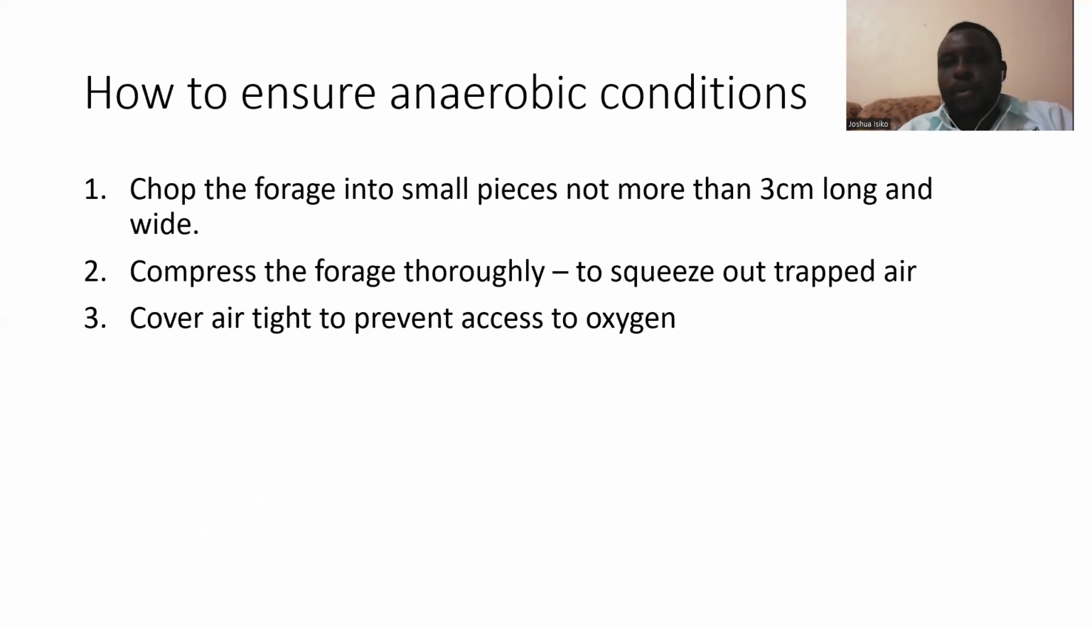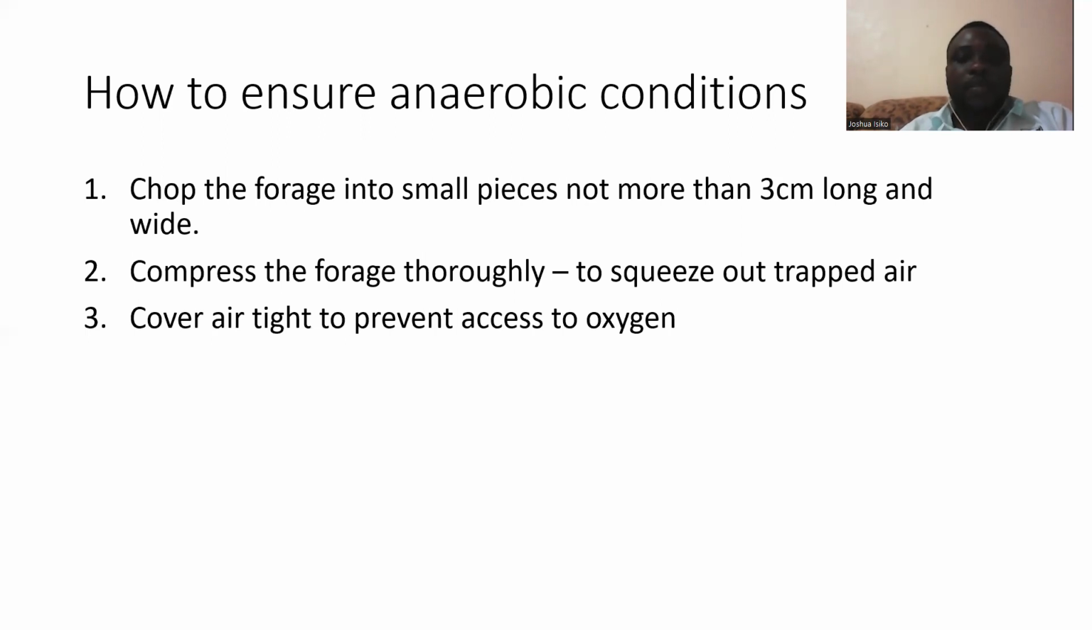How to ensure anaerobic conditions? One, chop the forage, because we have seen that the environment is important in creating conditions that ferment the forage. So chop the forage into smaller pieces, not more than 3 centimeters long and wide. That is tiny. Sometimes our chopping equipment does not do that, but the tinier the chops, the better. Compress the forage thoroughly to squeeze out trapped air. If the pieces are big and you just heap them there without compressing, air will be trapped, and that still allows aerobic bacteria to survive, and it affects the quality of fermentation.